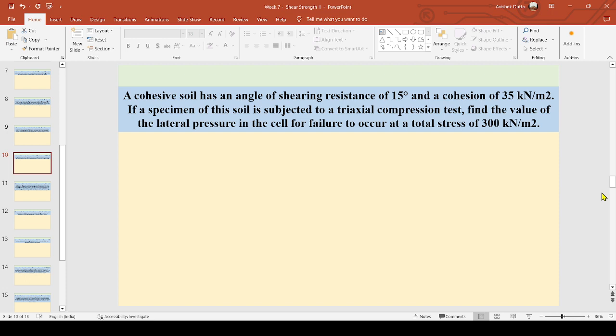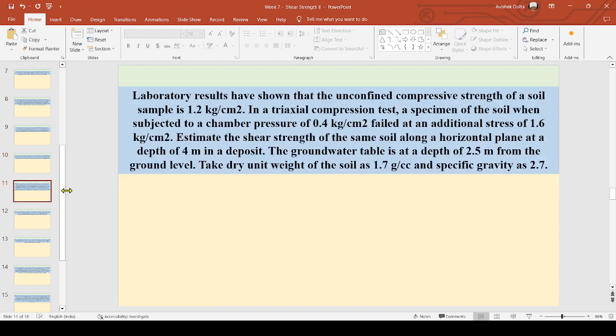I'll repeat the question once. A cohesive soil has an angle of shearing resistance of 15 degree and a cohesion of 35 kN per meter square. If a specimen of this soil is subjected to a triaxial compression test, find the value of the lateral pressure in the cell for failure to occur at a total stress of 300 kN per meter square. Next question.